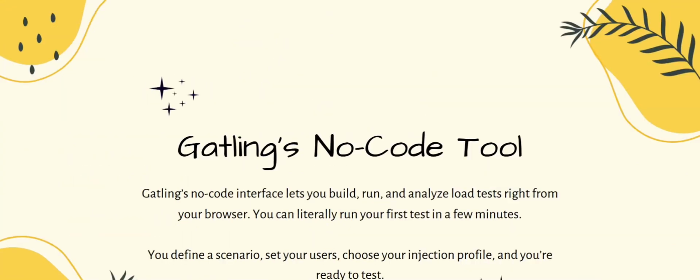So yes, moving on to Gatling's no-code interface, just a quick understanding. Gatling's no-code interface lets you build, run, and analyze load tests right from your browser. So you can literally run your first test in just a few minutes. All you need to do is define a scenario, set your users, choose your injection profile, and you are ready to test. So there is no installation drama, there is no setup drama, it's just straight to testing. And this is very, very awesome, to be honest, if you think about it, because you don't even need to code to actually be able to run this load test, like we have said before.